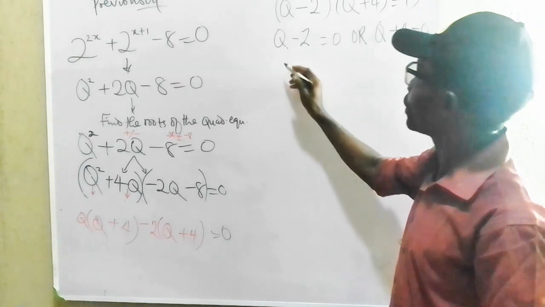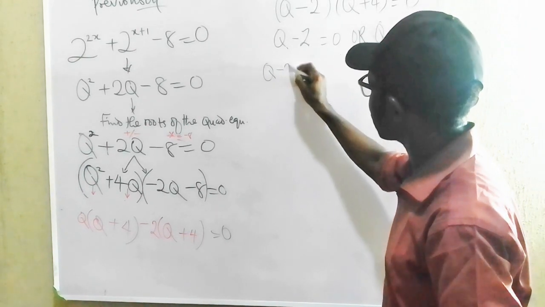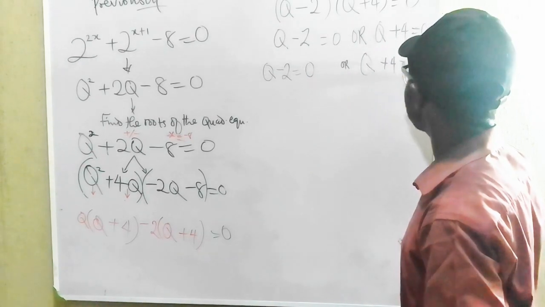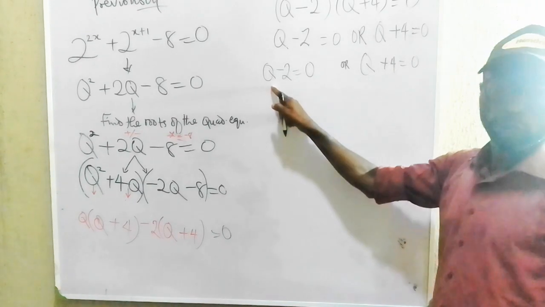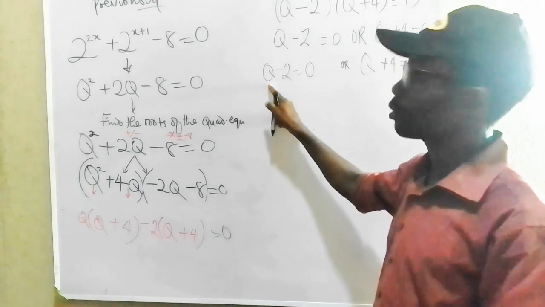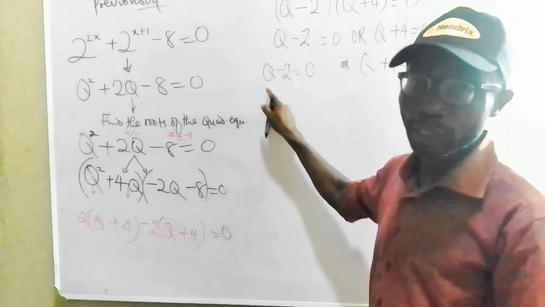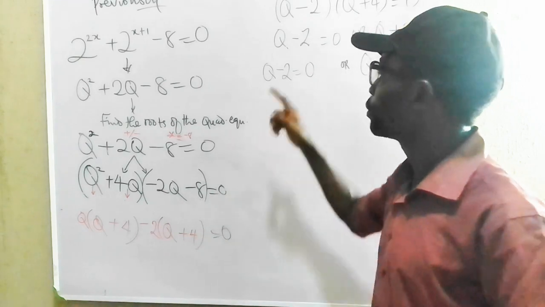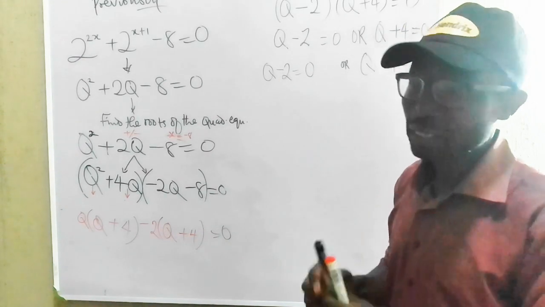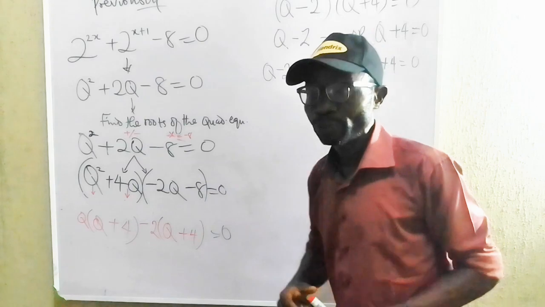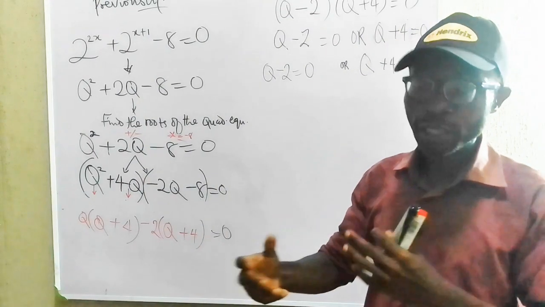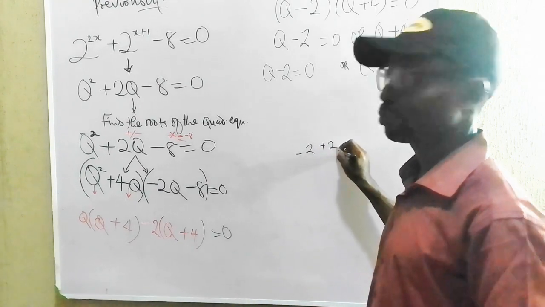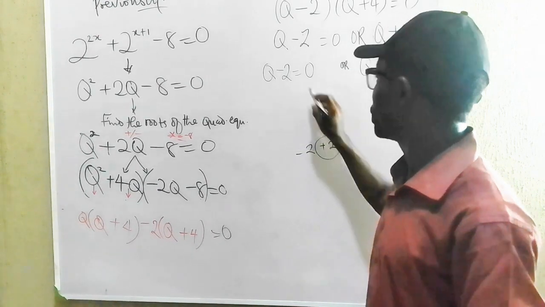Now what is q? q minus 2 is equals to 0. Let me write it out plainly, or q plus 4 is equals to 0. What am I looking for? q. So how do I get q? I have minus 2 disturbing q. So what I'm going to do is to put the additive inverse of minus 2. What's the additive inverse? Let me put it the way I like to put it: it is the opposite of minus 2 that will cancel it out. So the opposite of minus 2 is going to be plus 2. It will cancel it out.